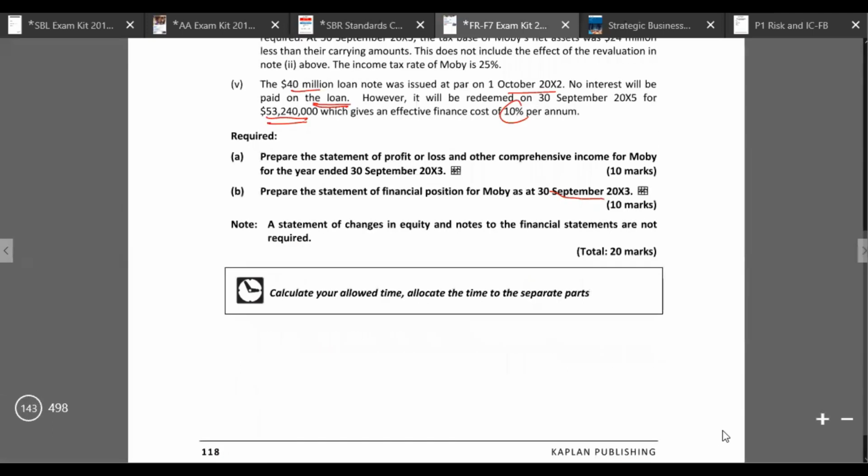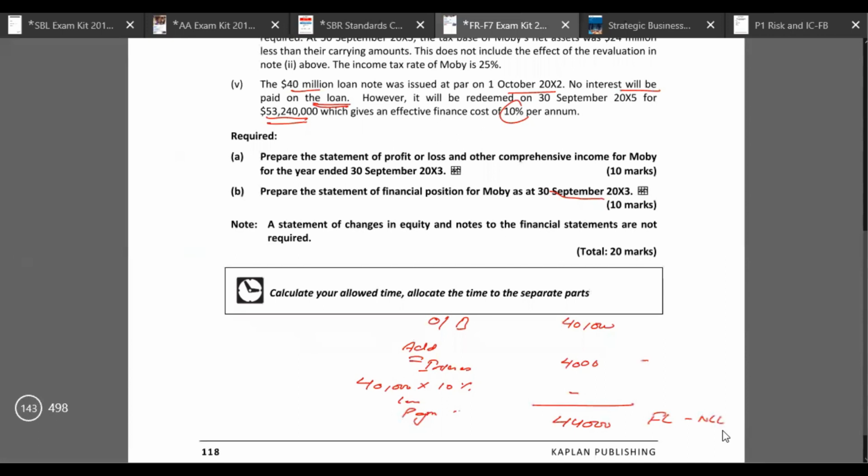Quite simple. So just take the opening balance, which is 40,000, and then you have to add the interest. Interest is 40,000 into 10%. It gives you 4,000, less payment. And they said, however, no interest will be paid. So there's nil payment. So the closing balance is 44,000. So this 44,000 is actually the financial liability, your non-current liability. And this 4,000 is actually the finance cost in the profit or loss. So this is how you're going to solve the question.